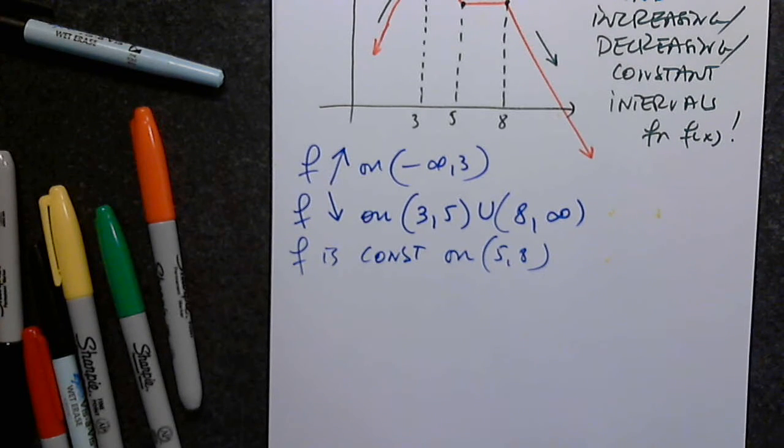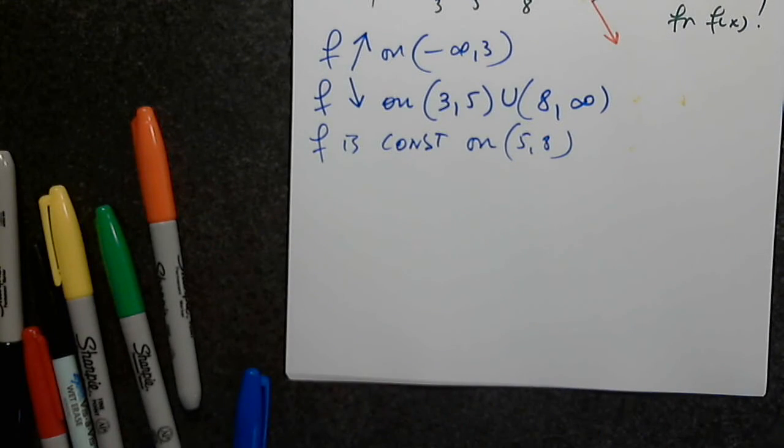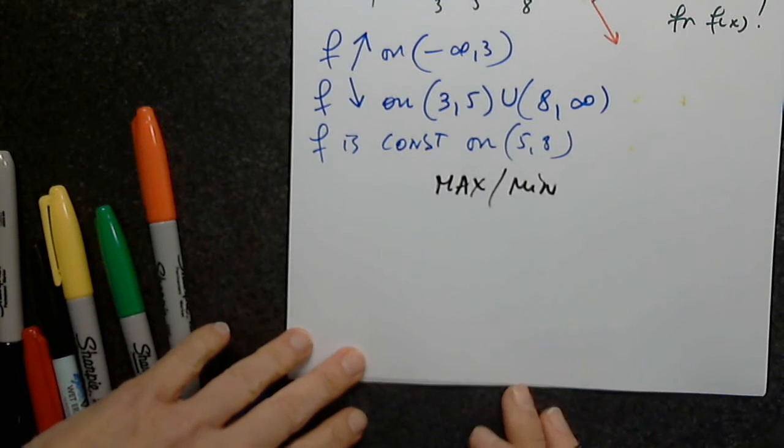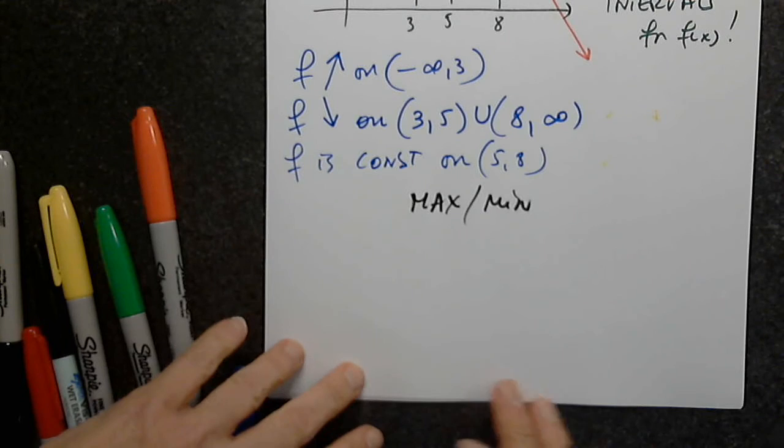Okay. So from a graph of a function, we will be able to identify whether it's increasing, decreasing, constant. Okay. Here's the next concept. Next concept deals with max-min. There are 2 different types of max-min.